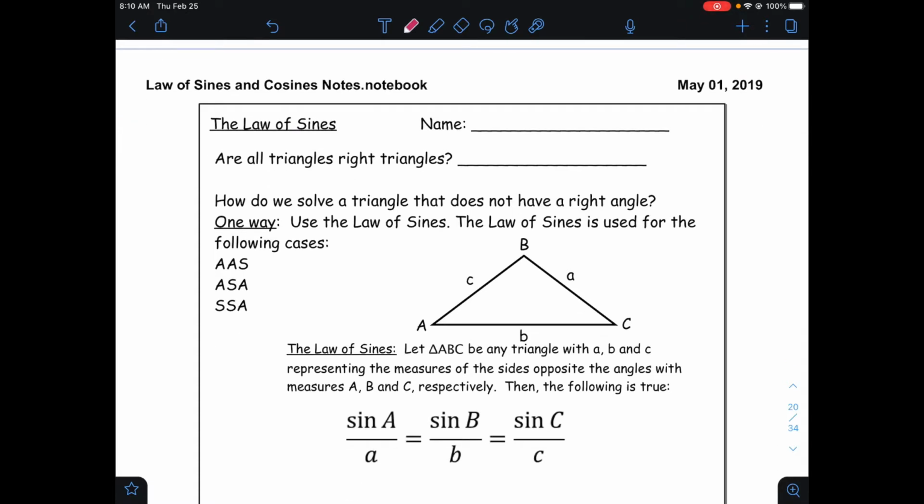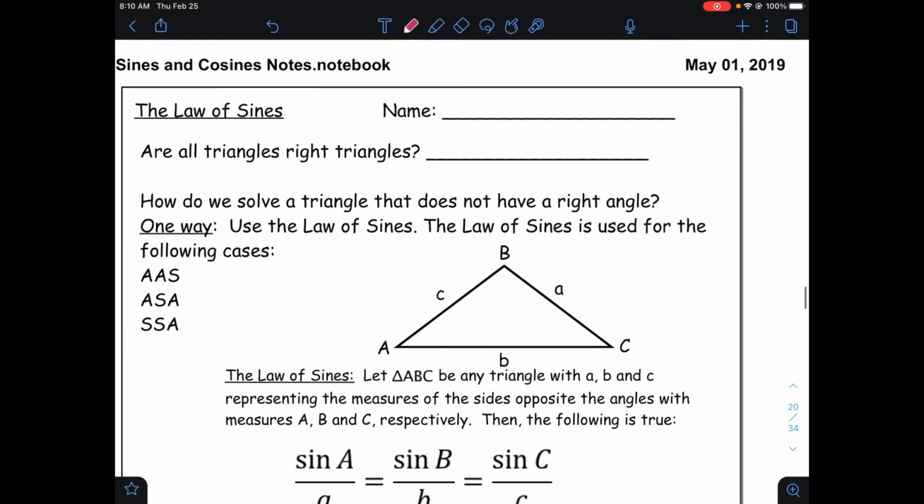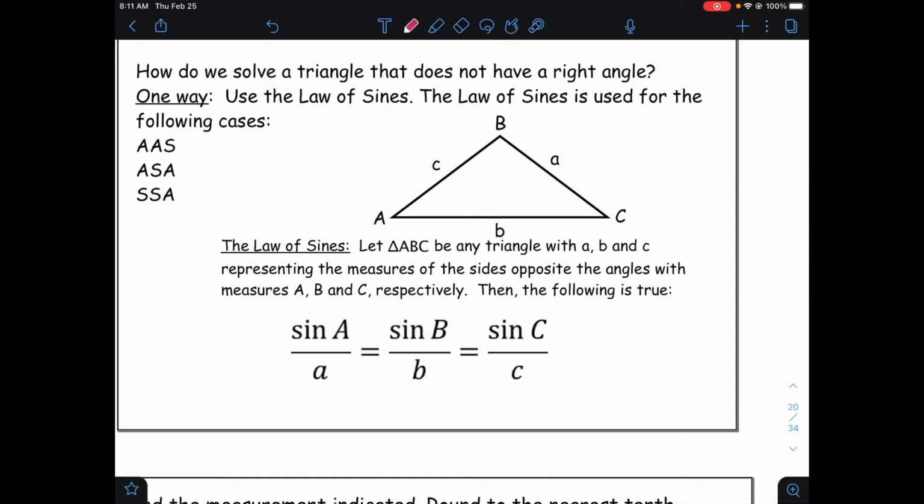Now, are all triangles right triangles? No, right? You could have different angles within the triangle. Specifically, we've just been working with right triangles, but we're going to delve into what we can do with triangles that are not right triangles. So how do we solve a triangle that does not have a right angle? One way is to use the law of sines. The law of sines is used for the following cases: angle, angle, side; angle, side, angle; and side, side, angle. All right, so we'll talk about what that means.